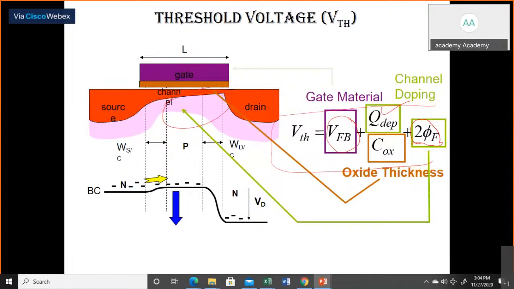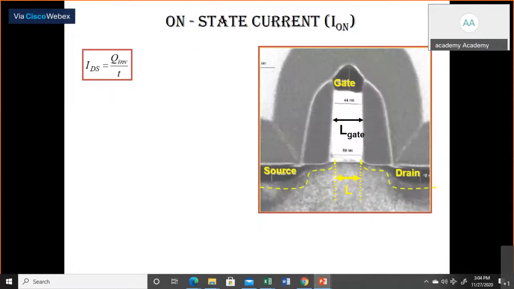Okay, and last is the change in the potential barrier, the applied voltage. Okay, so these three parameters are required for forming a threshold voltage.